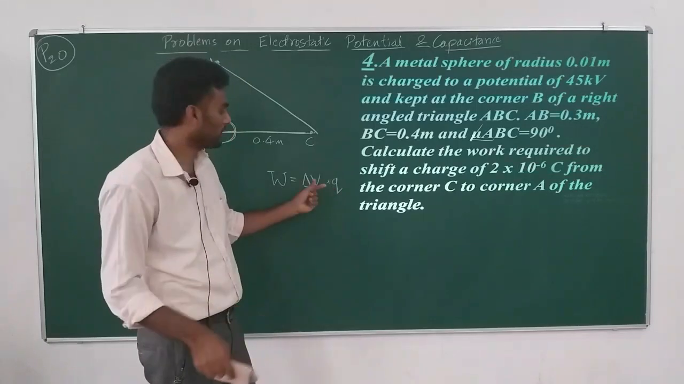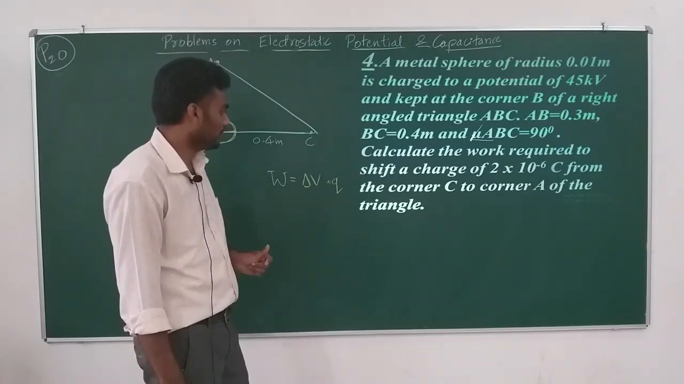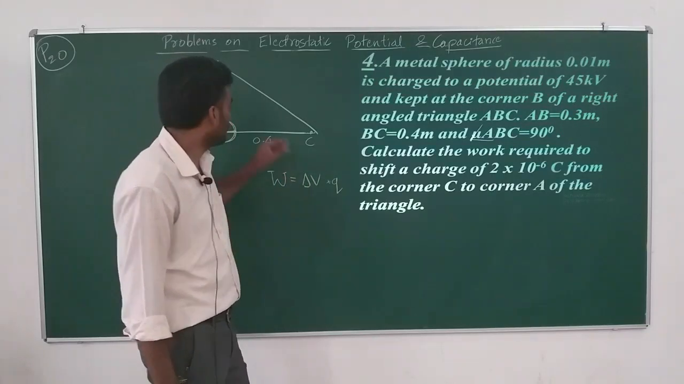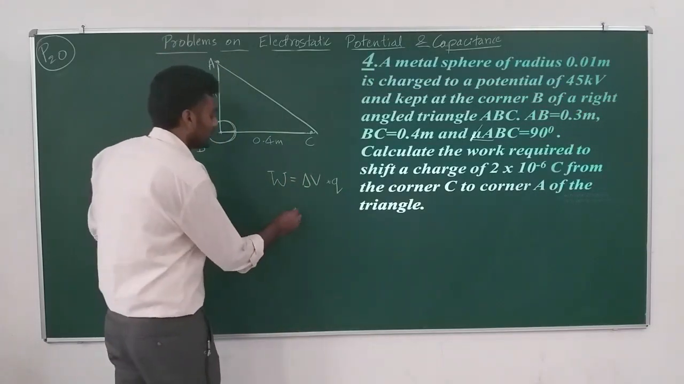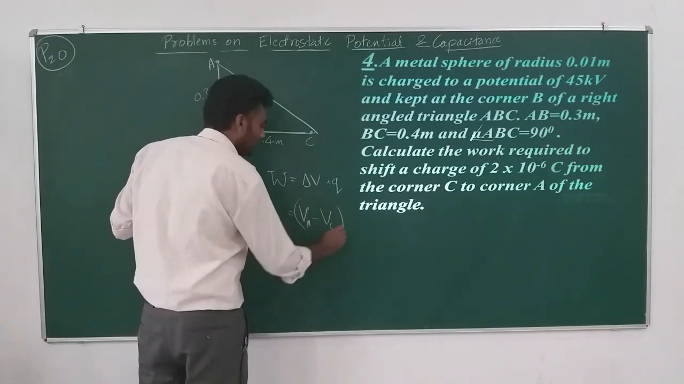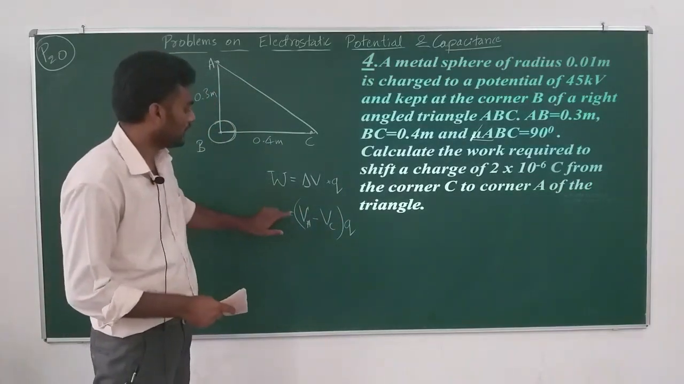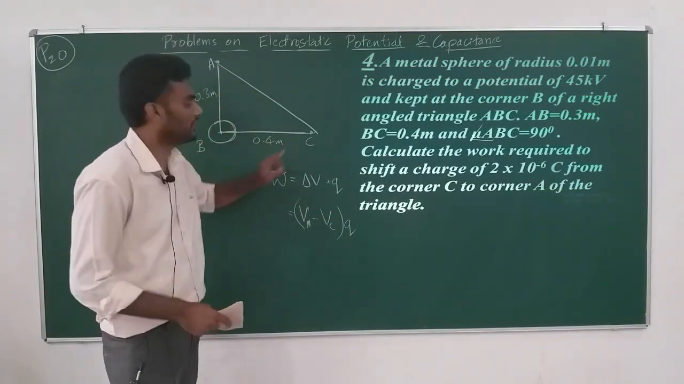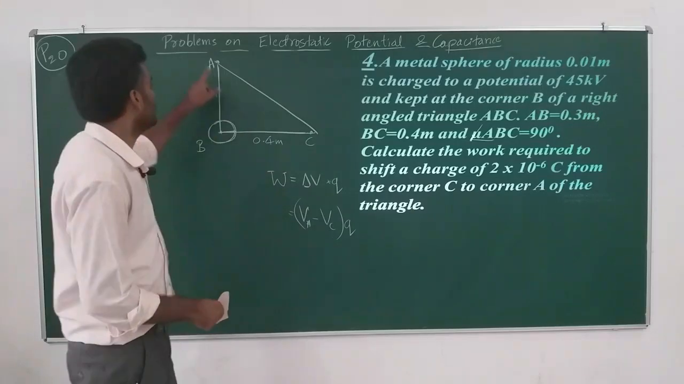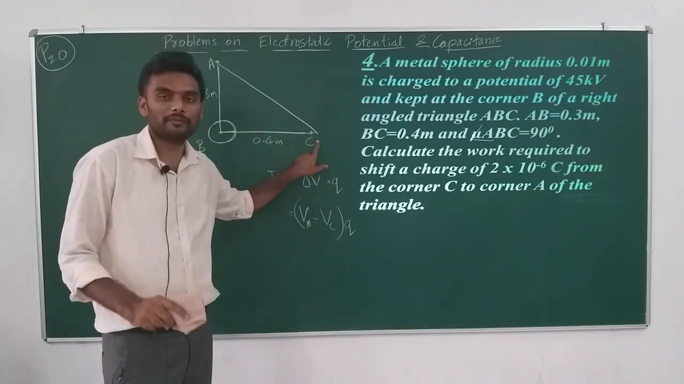This part is done. What about delta V? Delta V is V2 minus V1. V2 is the final point, VA. So this is VA minus VC times Q. Before I find work, I should have the idea of VA and VC. What is VA and VC? VA is the potential at point A, VC is the potential at point C.